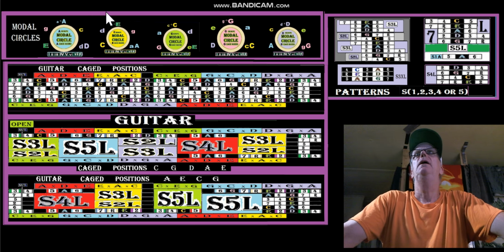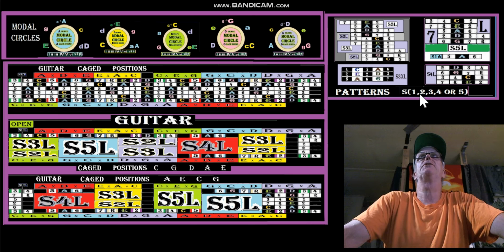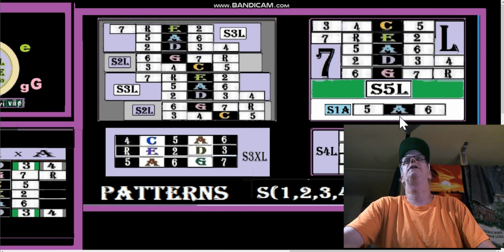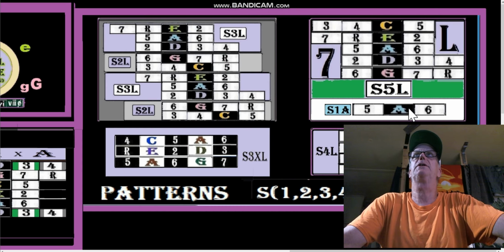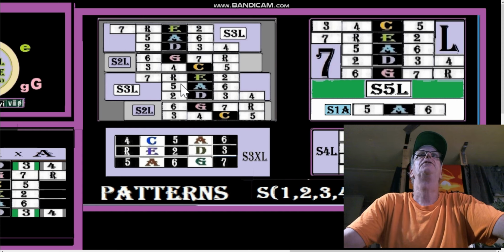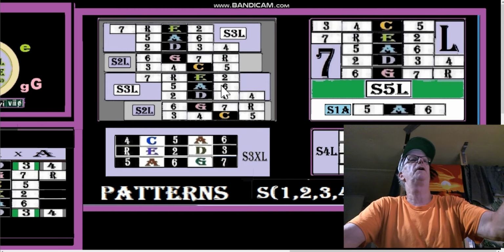Okay, so the patterns are over here. The one string patterns are 1, 2, 3, 4, or 5. Well, actually what they are is by letter. So we've got one example up here. Here's an S1A. It's just the A string shape, which is a short string shape by definition. It's the only string shape that's only 2. And the reason why it's only 2 is because it's the only 2 notes in a scale, 4 and 5.